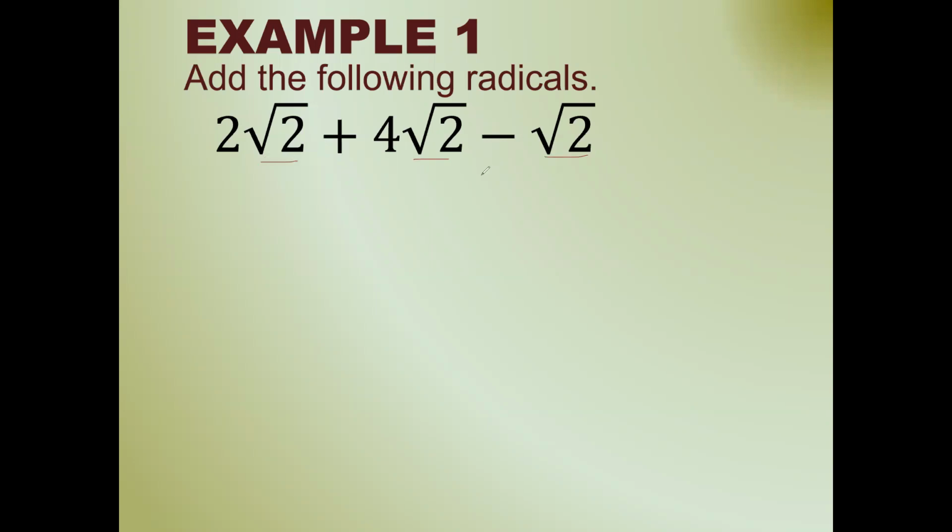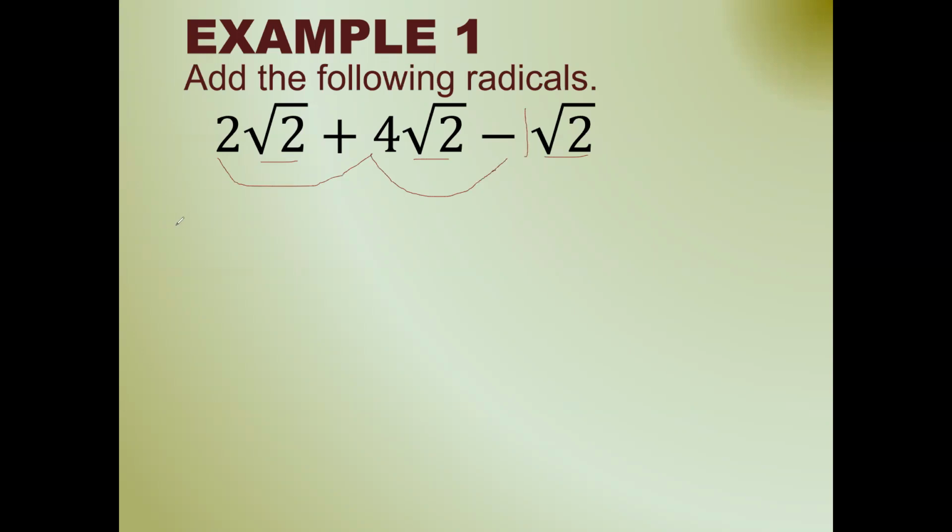Once they are similar to each other, now we can say that we can directly add or subtract this given. So dito sa given natin, we can see that we only used one radicand, which is square root of 2. And therefore, we can directly add the coefficients. 2 plus 4 minus, kasi walang nakalagay dito, automatically may 1 yan.